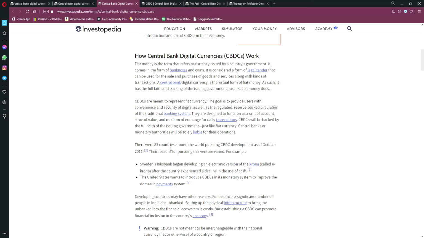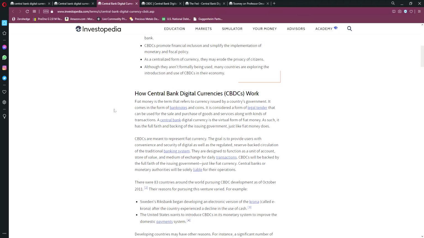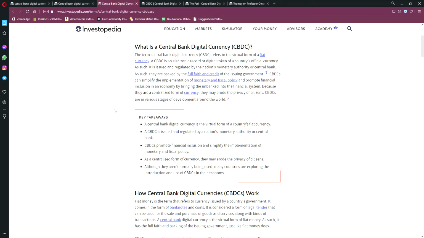There were 83 countries around the world pursuing CBDC development as of October 2011. Holy good lord. Their reasons for pursuing this venture varied. I'm just going to leave it at that for the Investopedia article. You know, I'm going to let people look at this, decide whether or not they think that sounds like a good thing, and if any government around the world has really even shown care for its citizens. That's all I'm going to say. That's just questions to ask out loud to oneself.